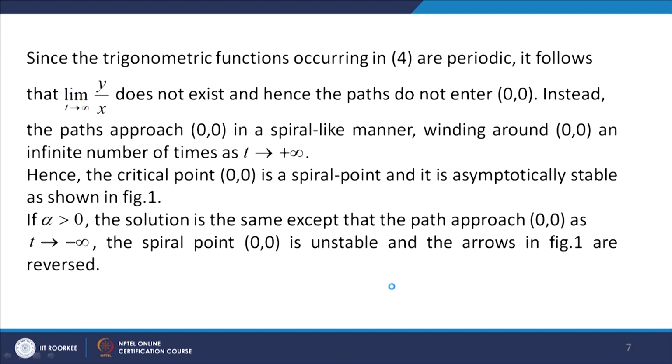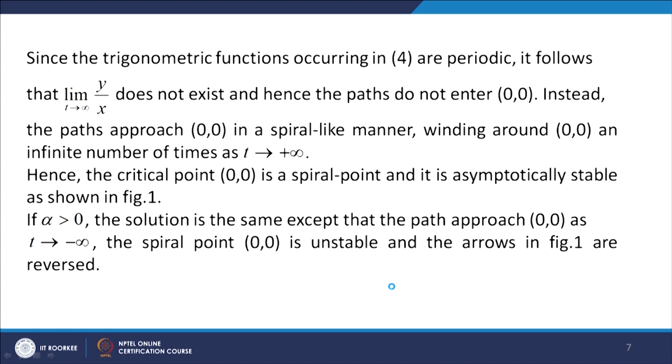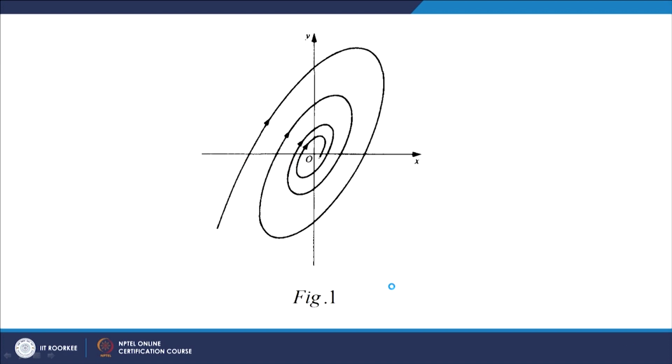Now you can see that the functions occurring in 4 are trigonometric functions, and they are periodic. Cos phi 3 is periodic, sin phi 3 is periodic, tan of beta t plus phi 1 is also periodic. So, since the trigonometric functions occurring in 4 are periodic, it follows that limit as t tends to infinity of y over x does not exist.